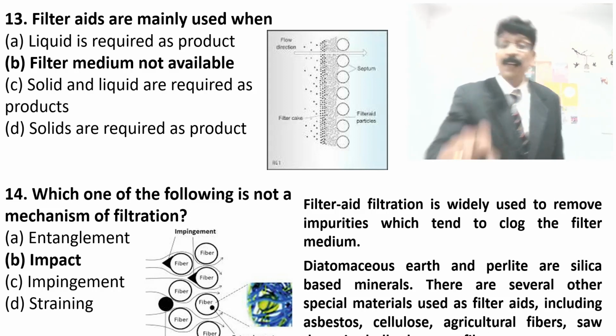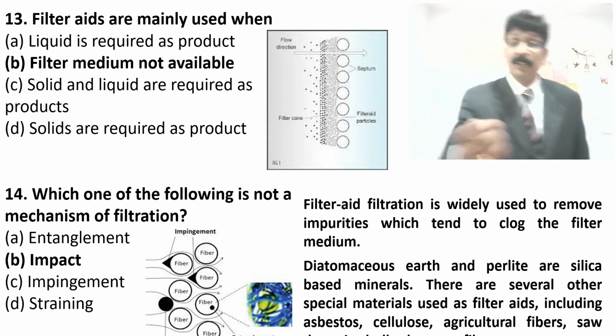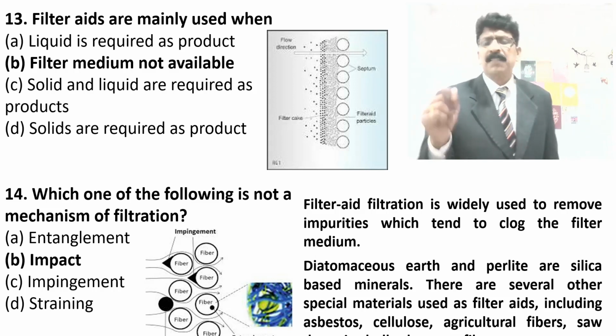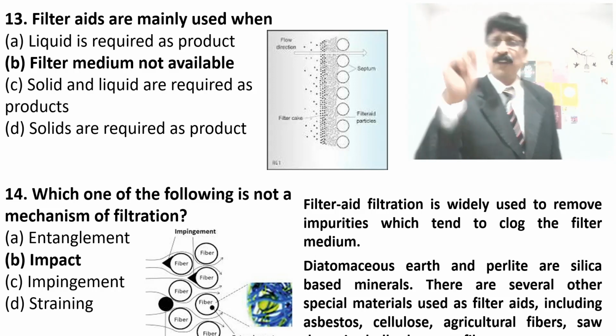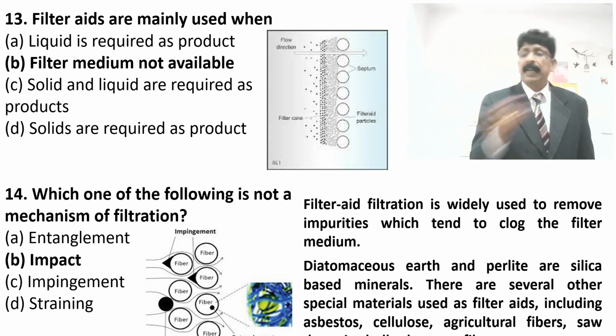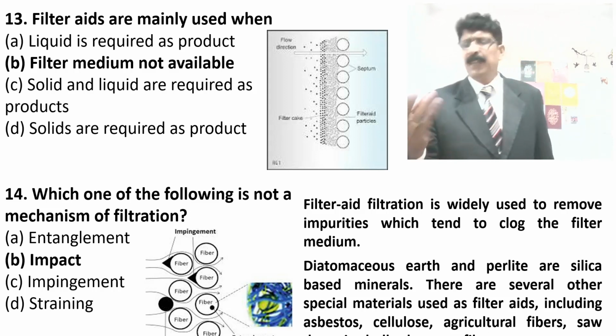Filtration is widely used to remove impurities, but can clog the filter medium. So the student should know some examples of filter aids apart from filter paper. Diatomaceous earth, perlite and silica-based materials are used as filtration aids. There are several other special materials used as filter aids, including asbestos, cellulose, agricultural fibers, sawdust, rice hull ash, paper fibers. These can all be used as a filter medium or filter aid.